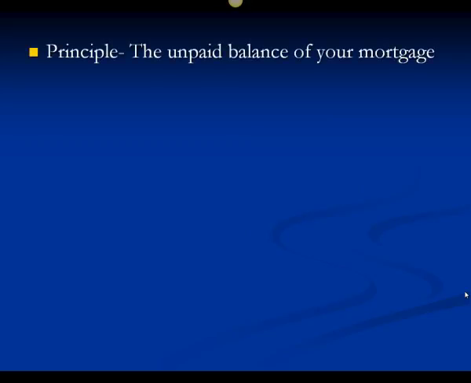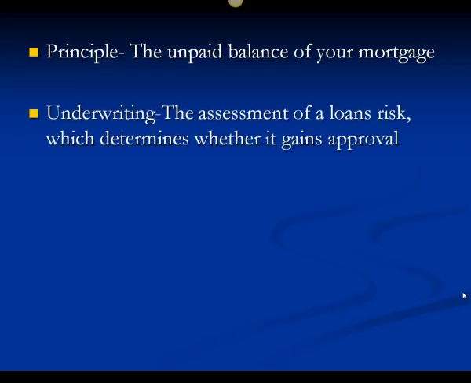Principal is the unpaid balance of your mortgage. Each month you'll hear people say you've got a principal and interest payment. Well, the principal is the portion of the mortgage payment each month that is actually paying your mortgage down. Underwriting, the assessment of a loan's risk, which determines whether it gains approval. We've all heard of underwriters. That's what it is. They're taking the whole loan package and looking at it and assessing the risk, and then either going to approve or disapprove the loan.